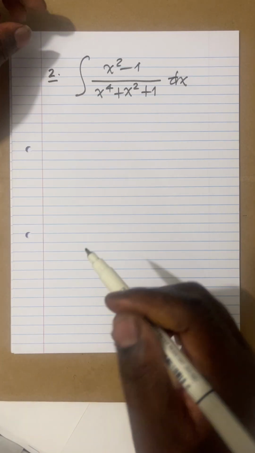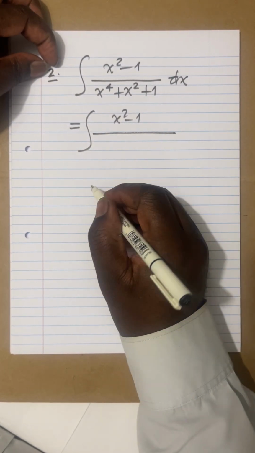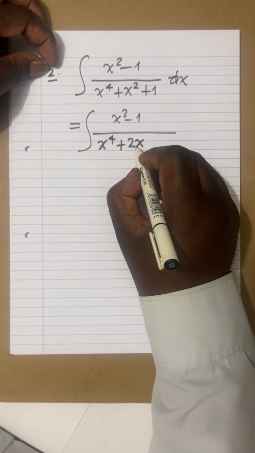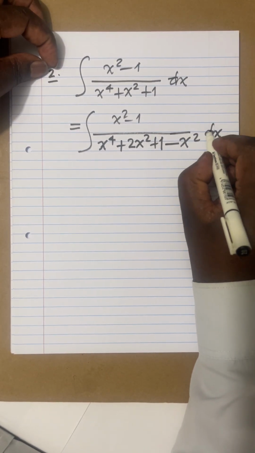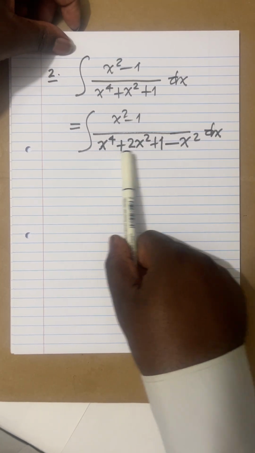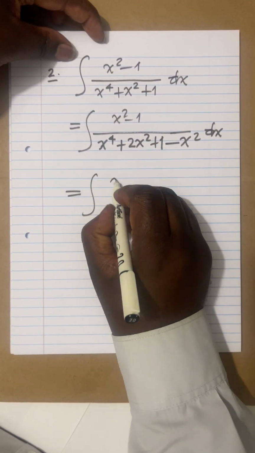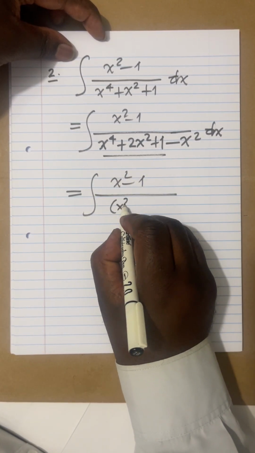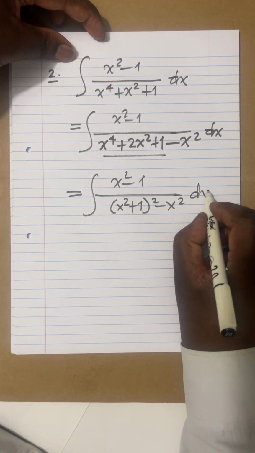So what we're going to do now is to say this is equal to the integral of x squared minus 1 all over, watch this, x power 4 plus 2x squared plus 1, and then minus x squared dx. There is a moment of brilliance right there. Now, this can be factorized because there's x power 4 and x squared here. We know that this can be factorized to x squared minus 1 all over this one here, which changes to x squared plus 1 all squared, and then I have minus x squared. There is your difference of two squares in the denominator.